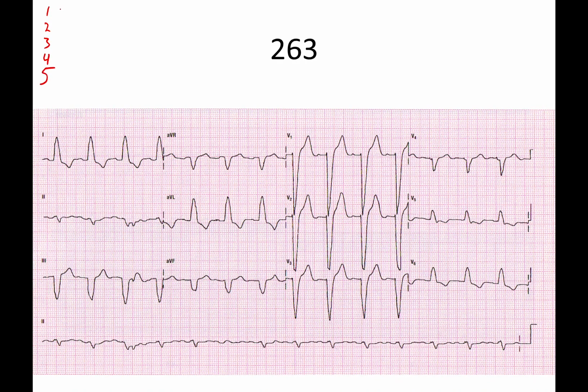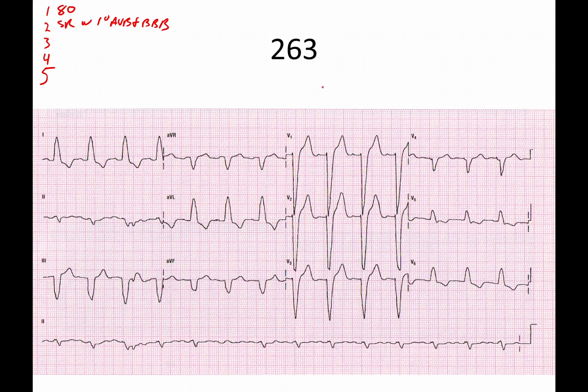And so we've got a rate of 80. We've got a sinus rhythm. Ooh, and this one actually has a first degree AVB and bundle branch block. If you want to pause it and double check the measurements, please feel free.